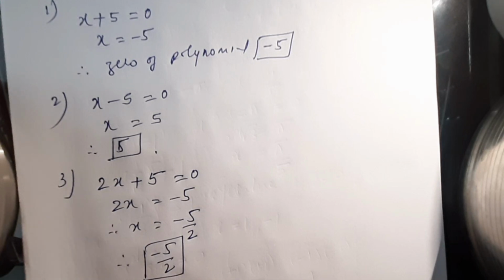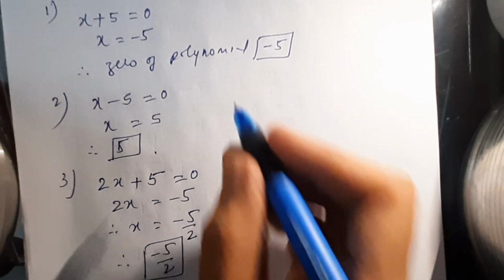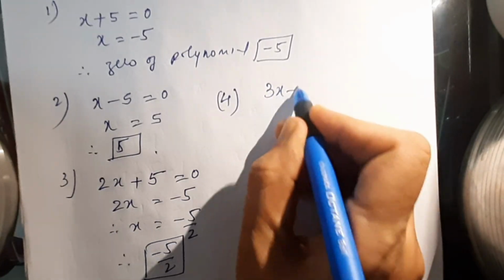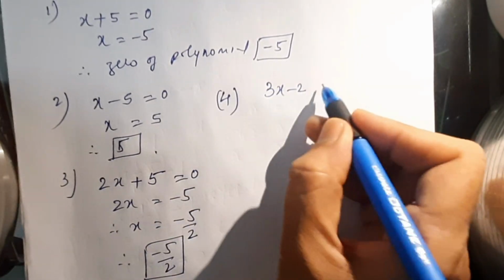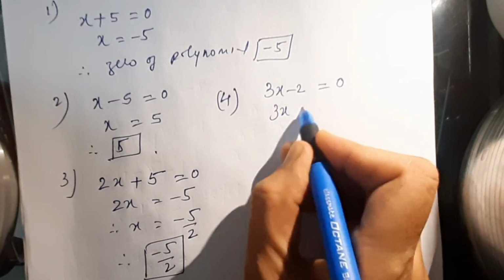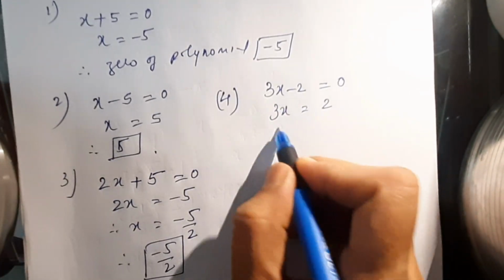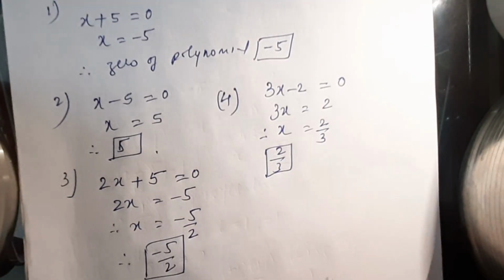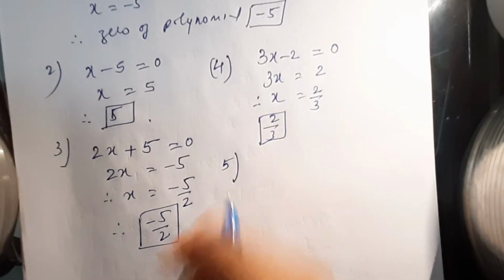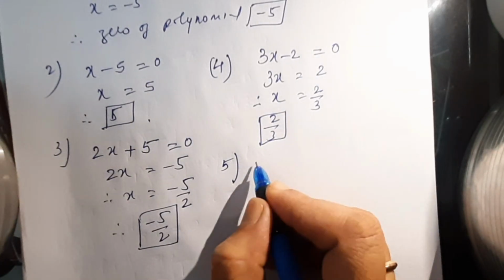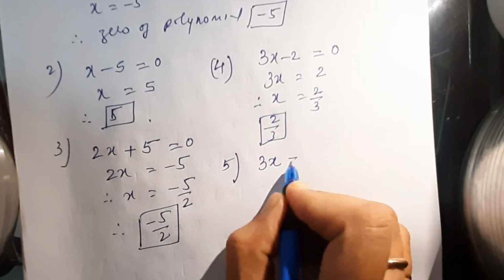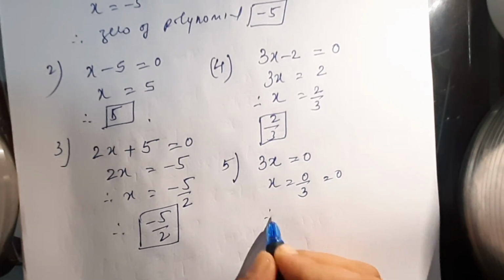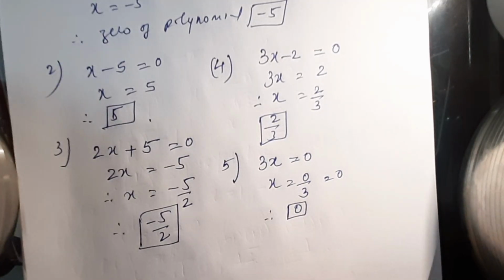Now question number 4. Here it is given 3x minus 2, P of x. We'll compare it with 0. 3x is shifting to that side, so it will be plus 2. So finally x is 2 upon 3. Therefore 2 upon 3 is the 0 of the polynomial. Now the fifth question: it's given P of x is 3x. Again we'll compare it with 0. So x is 0 upon 3, which is 0. Therefore the 0 of the polynomial is 0.